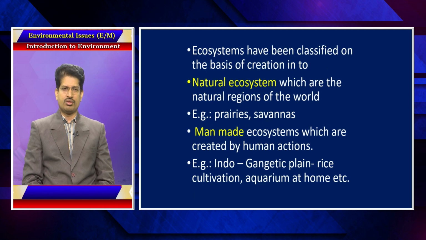Ecosystems can also be classified into natural ecosystems and man-made ecosystems. When an ecosystem exists naturally, we call it a natural ecosystem. Examples are prairies, savannas, the deciduous forest, or the equatorial evergreen or tropical evergreen forest. In the case of man-made ecosystems, the Indo-Gangetic plain can be given as an example, or agriculture. We have removed the natural forest in a region and created a different kind of agriculture which is not natural. So, these are examples of man-made ecosystems.